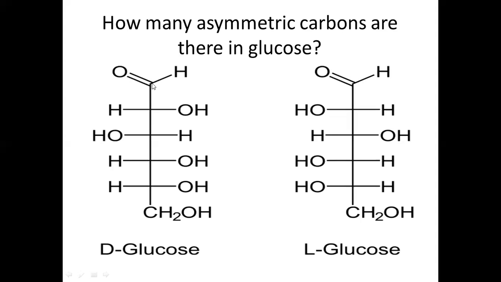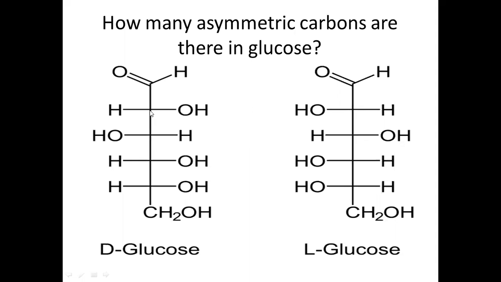So carbon 1 is not. No, it isn't. It's not asymmetric, isn't it? No. Because it is joined to oxygen, hydrogen, and carbon 2 here. So remember, it's forming that bond and that bond. So this one is not a chiral carbon or an asymmetric carbon.